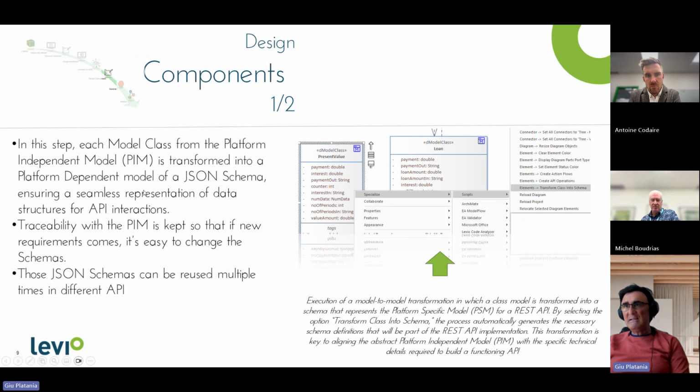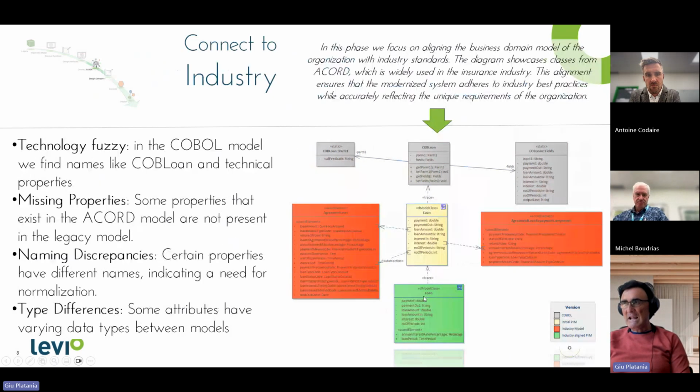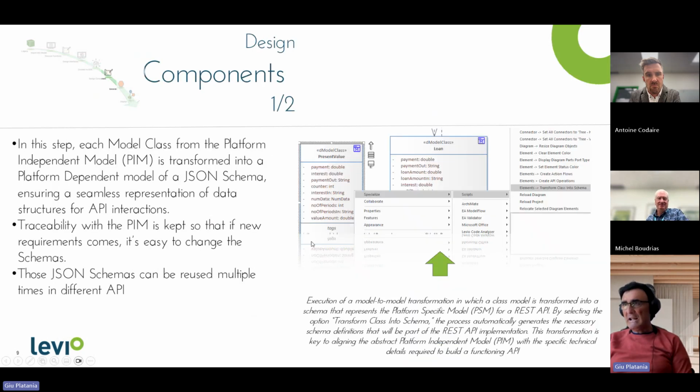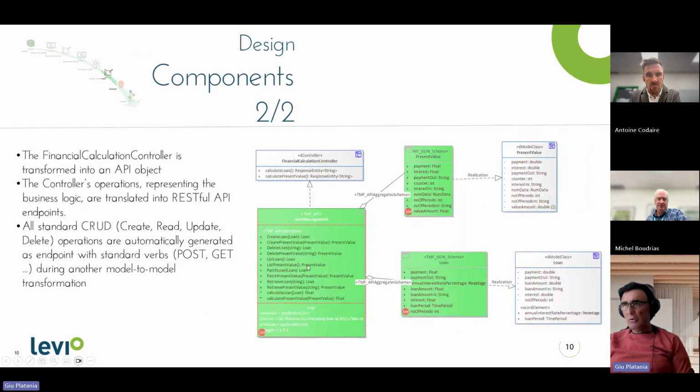An API in this case is a REST API, expressed by JSON schemas. This is now our PIM, our platform independent model. But to create the API, we need to transform that into another type of PSM that is the expression of what a REST API is. We do that with automation. You see here, we can take any type of domain class and transform it into a schema. That is the result. We have the present value and the loan, and those are our PIM classes.